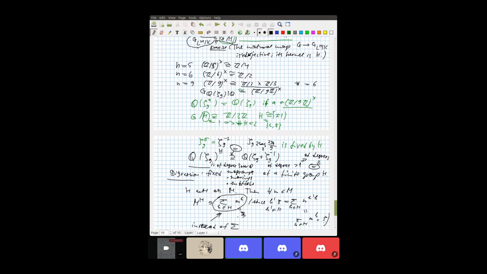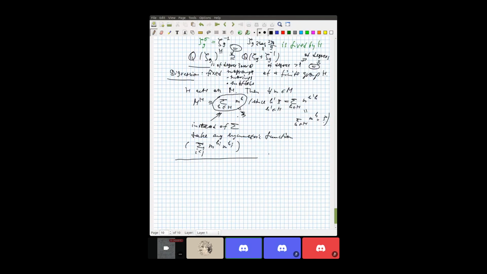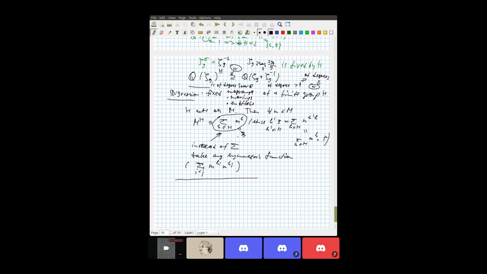Okay, so that's how you construct this extension. And can you describe what?